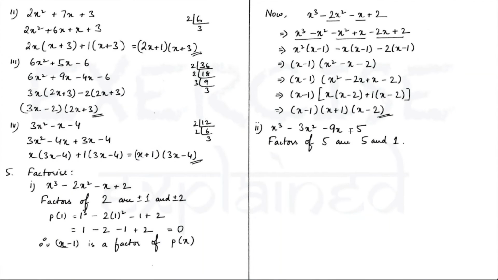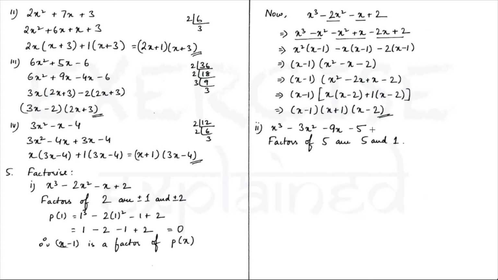Let's get into the next one. So x cube minus 3x square minus 9x minus 5. Now see, the last term is 5, so we'll try and find the factors of 5. But 5 is a prime number. Therefore, the factors are going to be only 5 and 1. This is the most usual method of doing this type of sums.